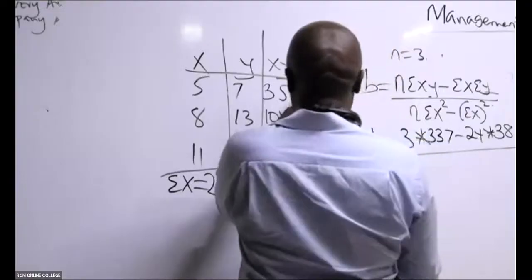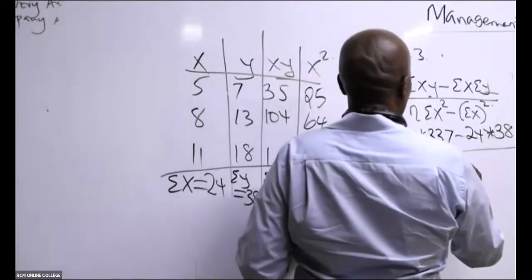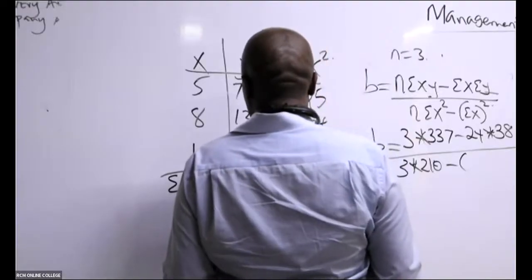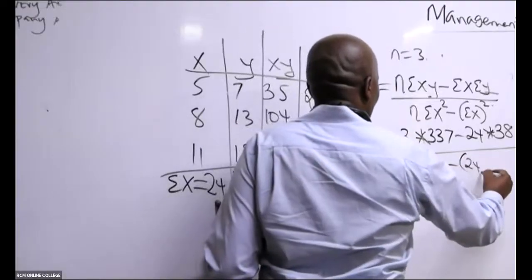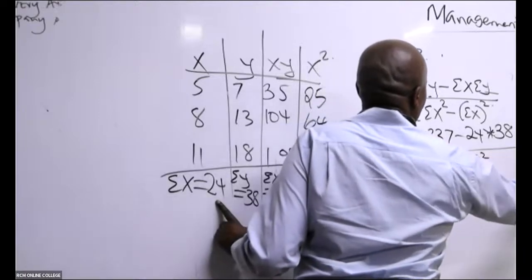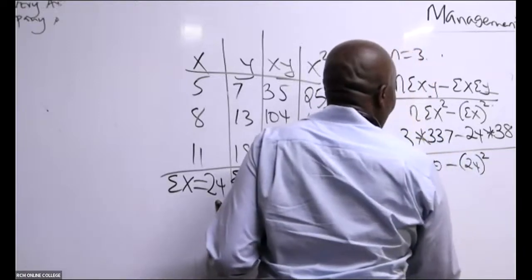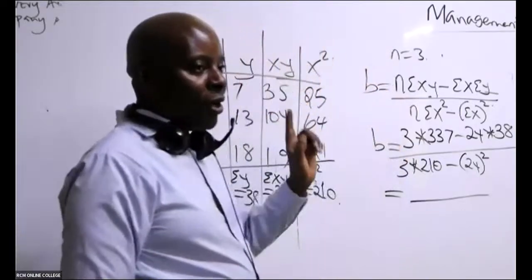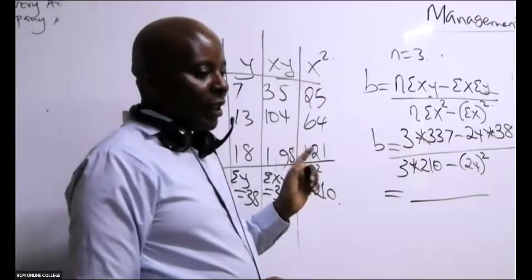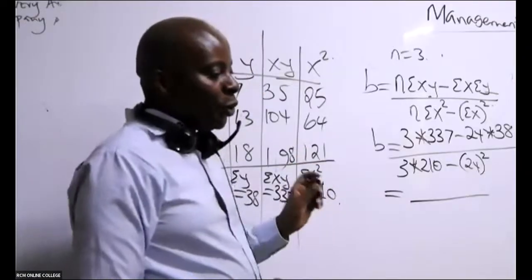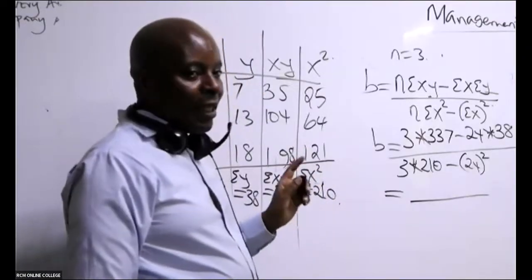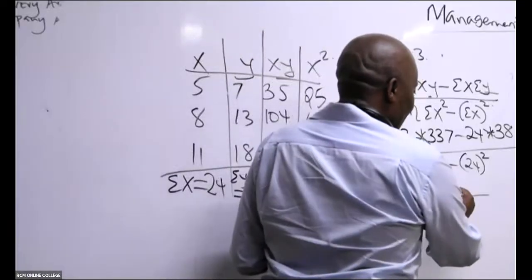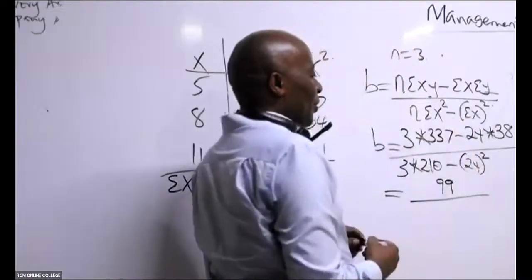N is 3. Sigma x squared. What is our sigma x squared here? 210 minus, in brackets, the sum of x, which is what here? 24, and then we square. So go ahead and give me the numerator. Please carry out the numerator alone: 3 times 337 minus 24 times 38. 99. Thank you so much.